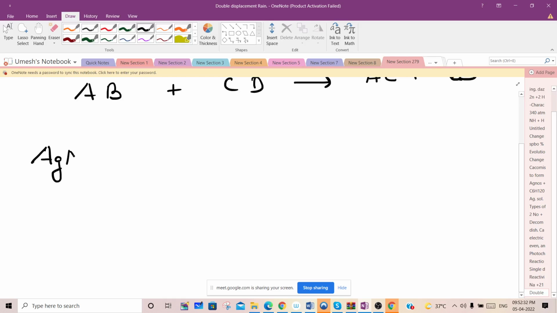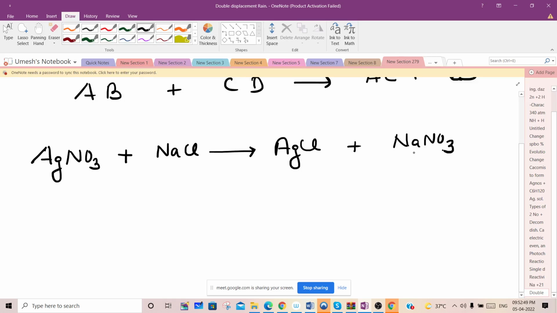Here I have silver nitrate, sodium chloride. They will be now exchanging their ions. They will form AgCl and sodium nitrate. Can you say that it's a double displacement reaction? The cation of the one is combining with the anion of the another. Yes or no? Yes, sir.